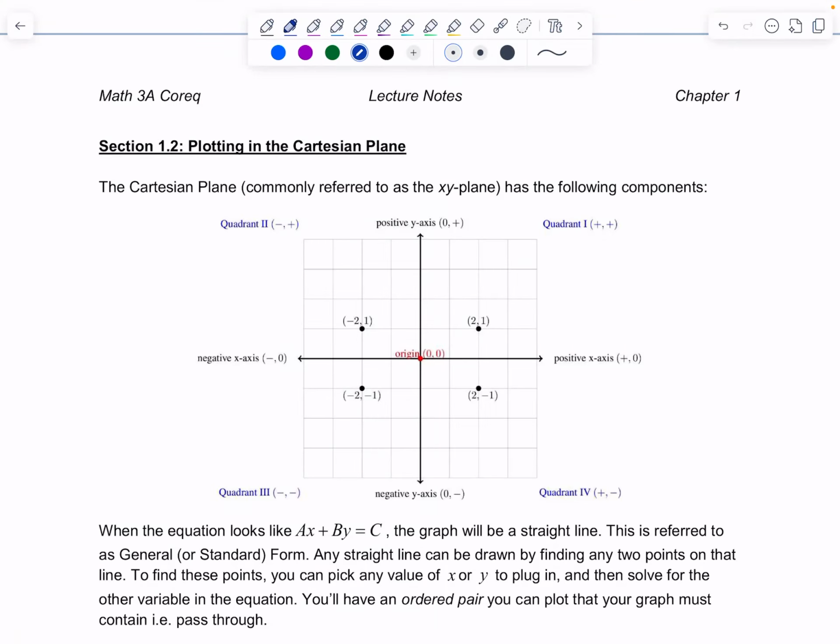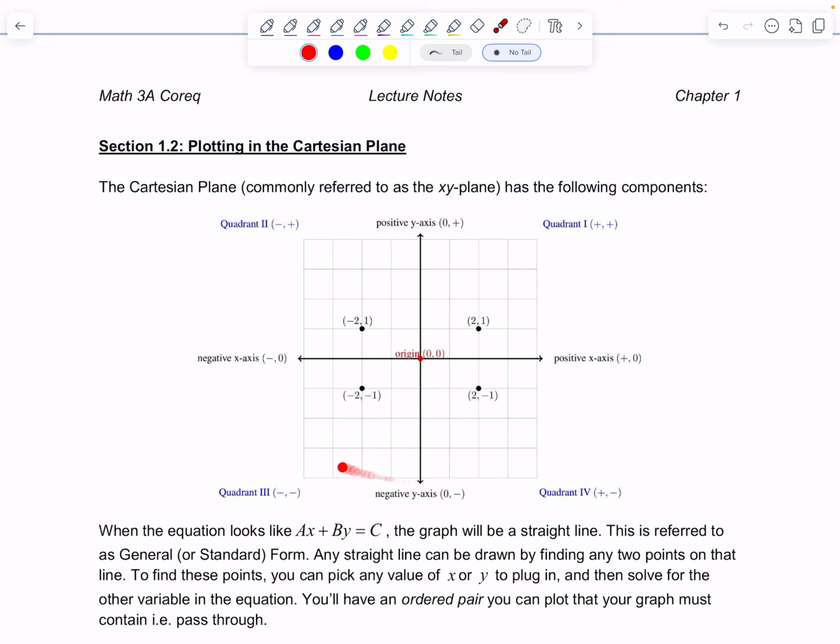This is the video lecture for section 1.2, plotting in the Cartesian plane, in the series Bridging the Gap from Precalculus to Calculus. Now, the Cartesian plane, commonly referred to as the XY plane, has the following components. It is broken up into 4 quadrants by the x-axis, a horizontal line, and the y-axis, which is a vertical line. Where they intersect, we call the origin. It has the coordinates 0, 0.